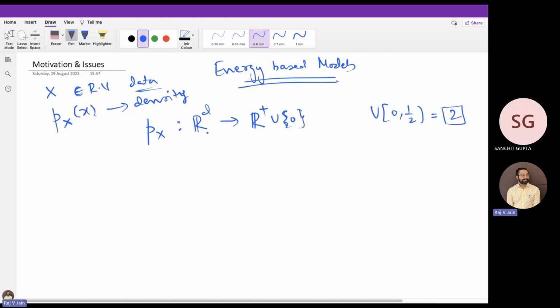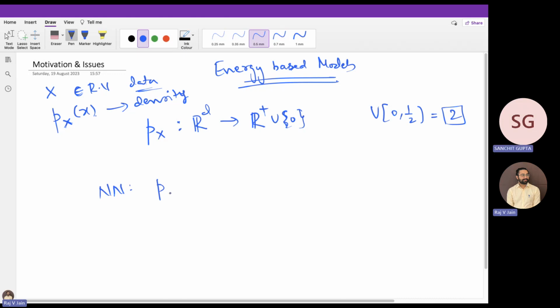Okay, so it's a function, right? So what do we do with functions in this course? We'll learn the functions. We'll approximate them using neural networks. So why can't I just apply a neural network? Let's say I apply a neural network.